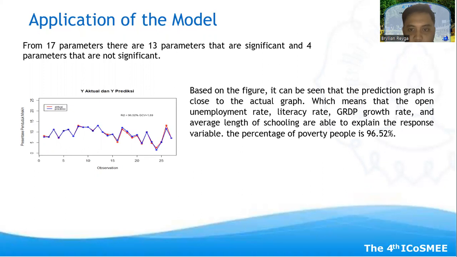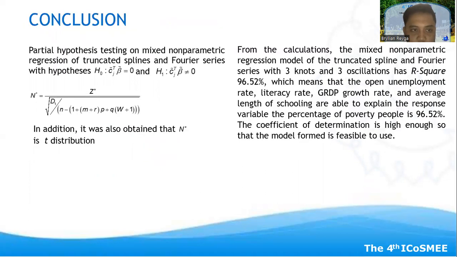Based on the figure, it can be seen that the prediction graph is close to the actual graph, which means that the open unemployment rate, literacy rate, GRDP growth rate, and average length of schooling are able to explain the response variable, the percentage of poor people, at 96.52%. Conclusion 1: partial hypothesis testing on mixed non-parametric regression of spline truncated and Fourier series with null hypothesis and alternative hypothesis has N star as the test statistic. In addition, it was also obtained that N star follows a t distribution.